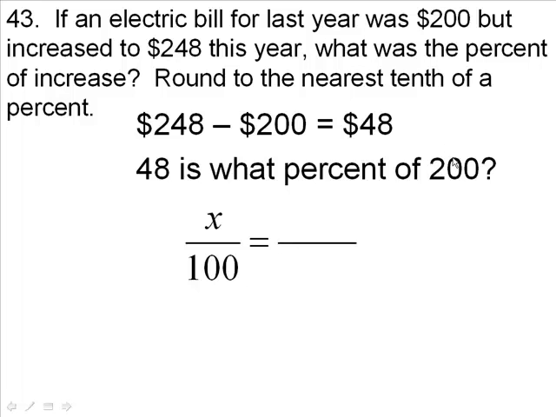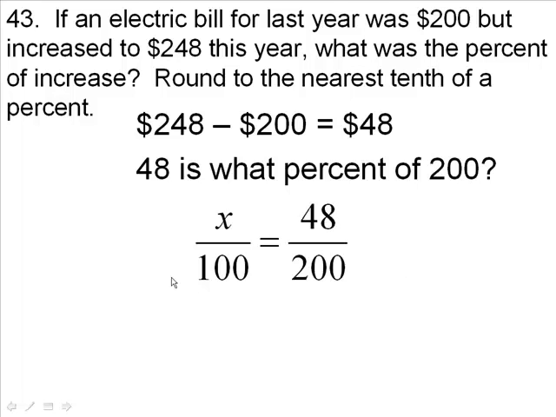The base goes on the bottom because base starts with a B and so does bottom. So the 200 comes here. The 48 is called the amount and goes on top. The 48 comes up here because it's the only place left for it. When you identify the base as 200, put it on the bottom, the 48 comes up on top.